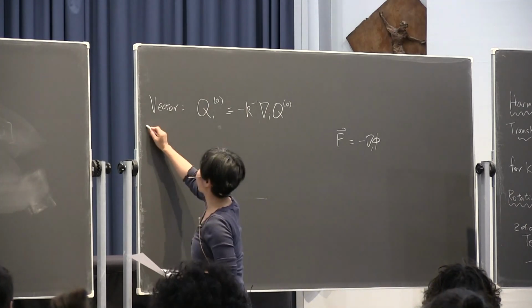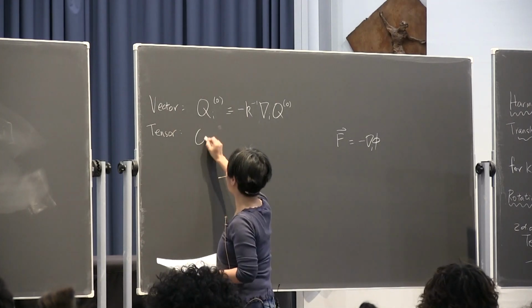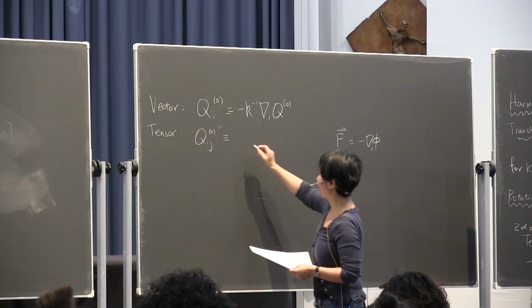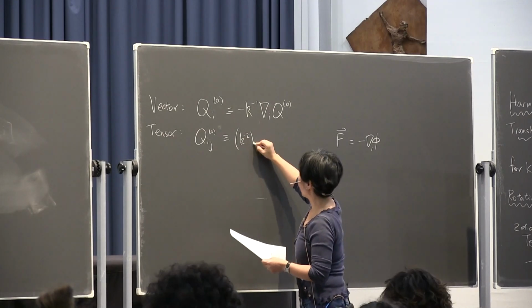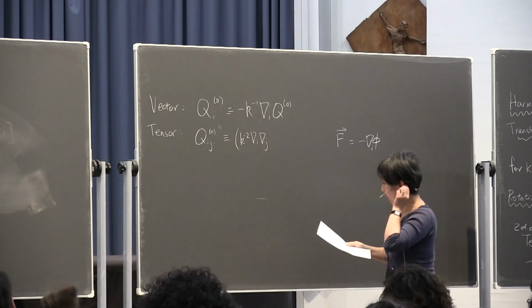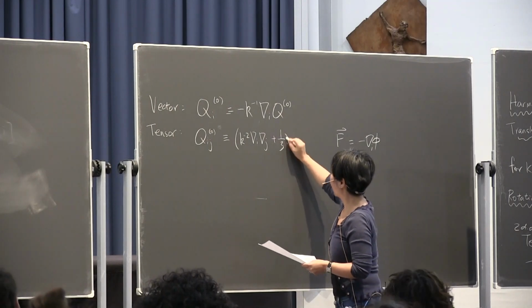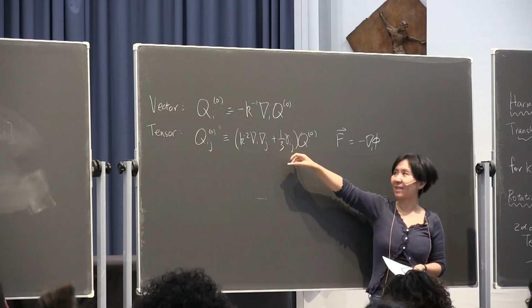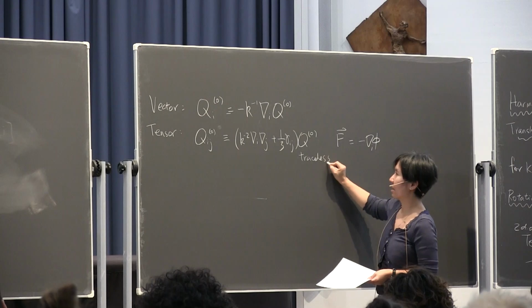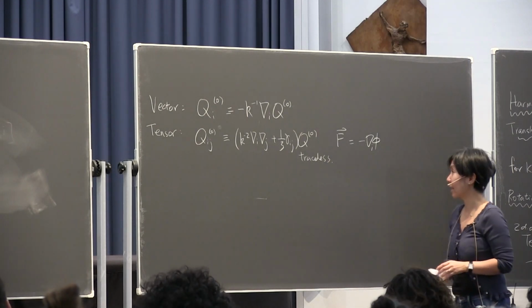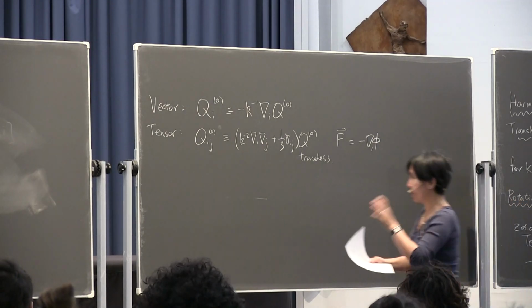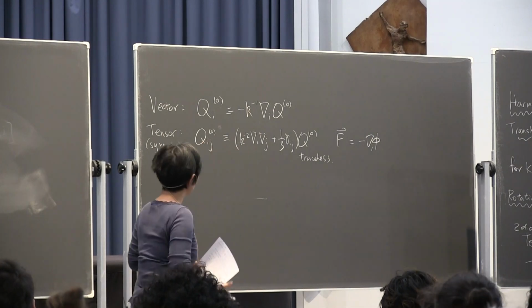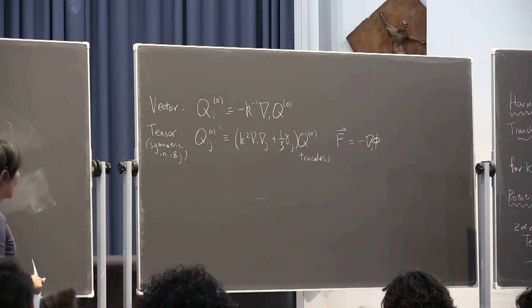You can do the same thing with tensors as well. So I can construct a tensor out of a scalar by doing the following. I can write k to the minus 1, and then del i del j plus 1/3 gamma ij, and then Q naught. The extra complication here with the 1/3 gamma ij is simply to keep it traceless. This is how you can construct a tensor out of a scalar, and which is symmetric in i and j, under the exchange of i and j, which is what we want in GR. We always deal with symmetric tensors.